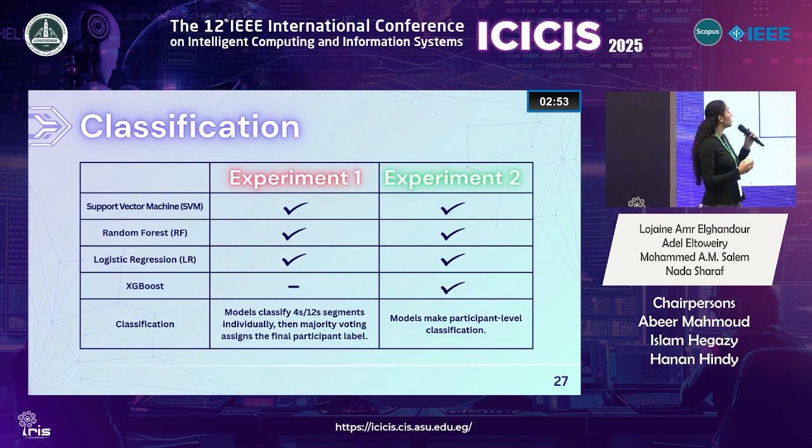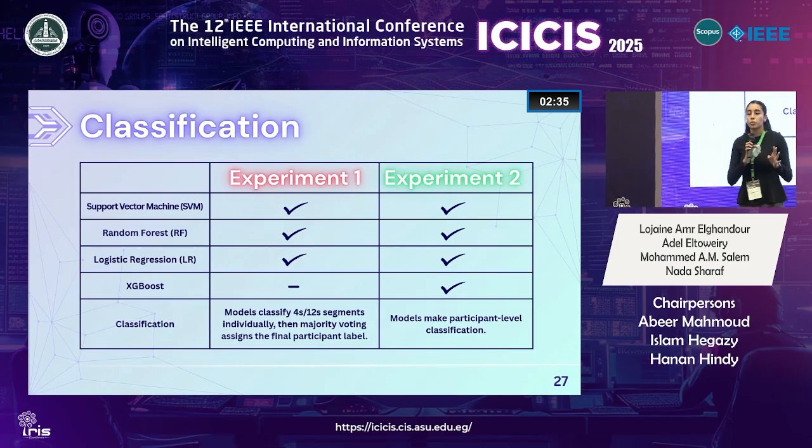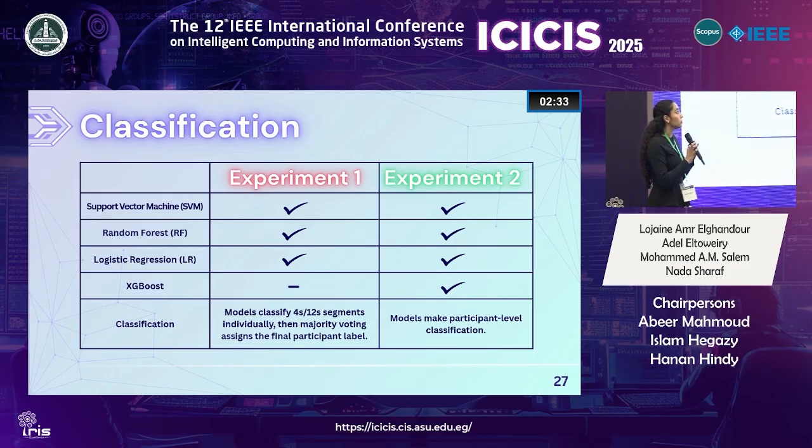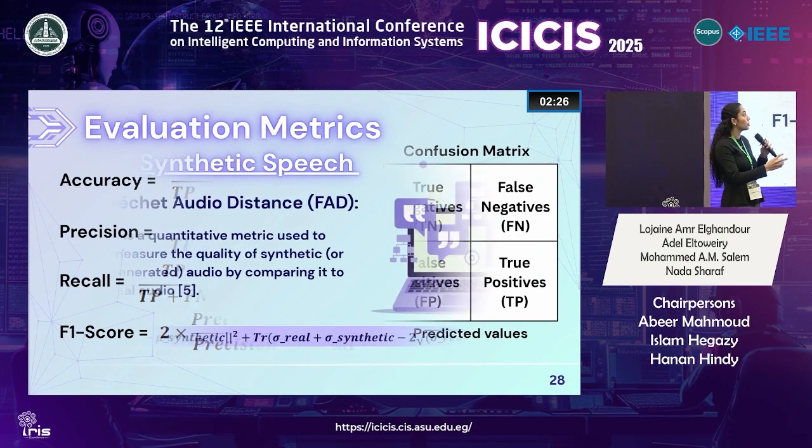So for experiment 1, I've used support vector machine, random forest, and logistic regression, and the model classified each segment individually, then made majority voting in order to identify the final participant label. For the second experiment, I've used the same 3 models in addition to XGBoost, and then the model made participant level classification right away. Then I've used the traditional evaluation metrics to evaluate the performance of my model.